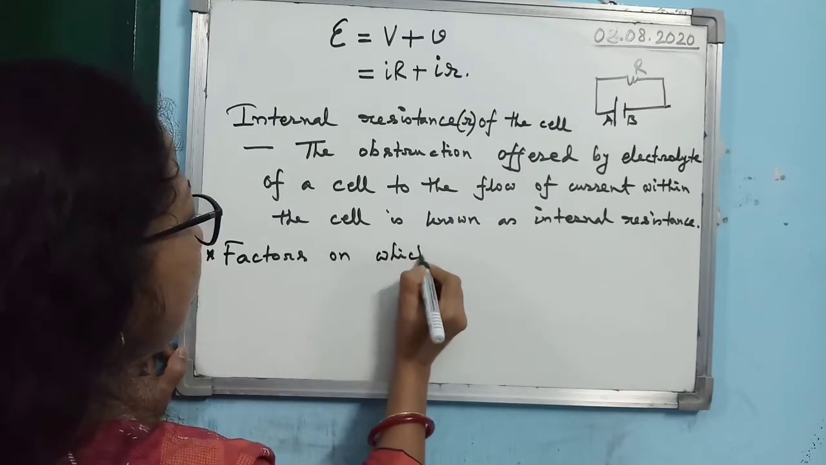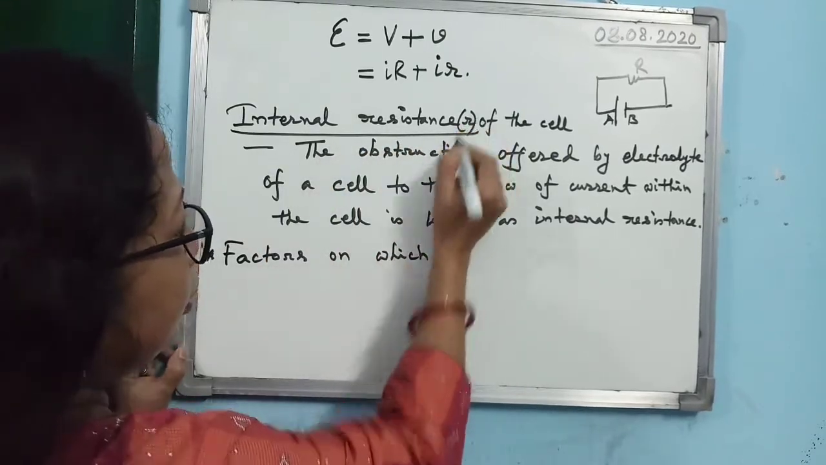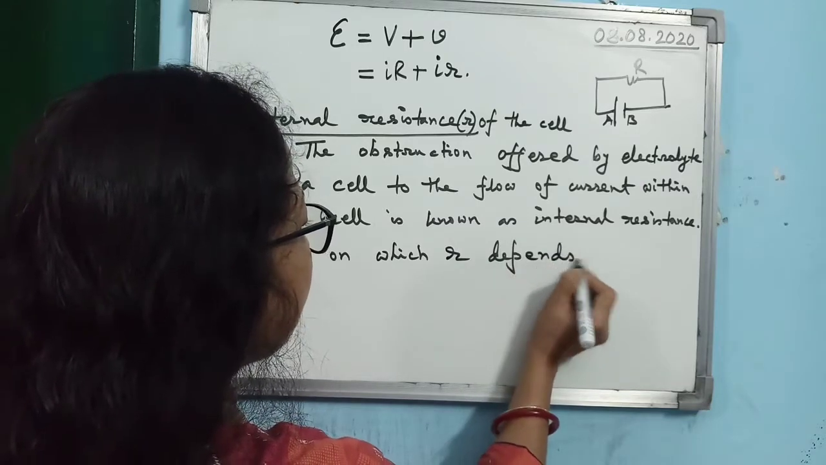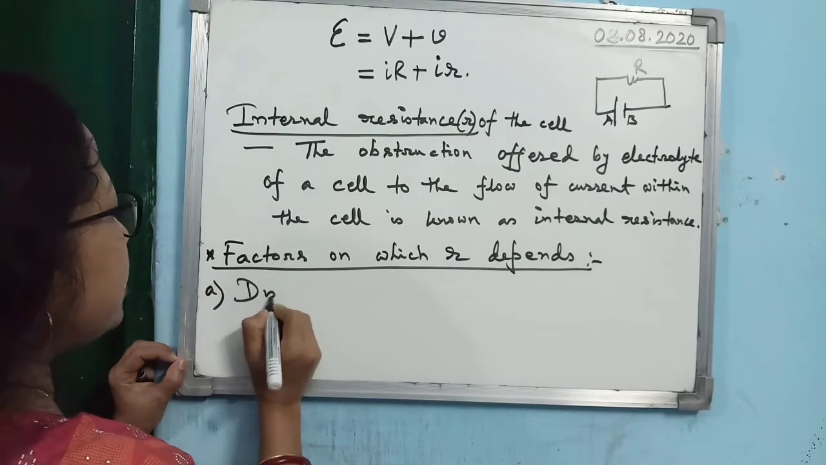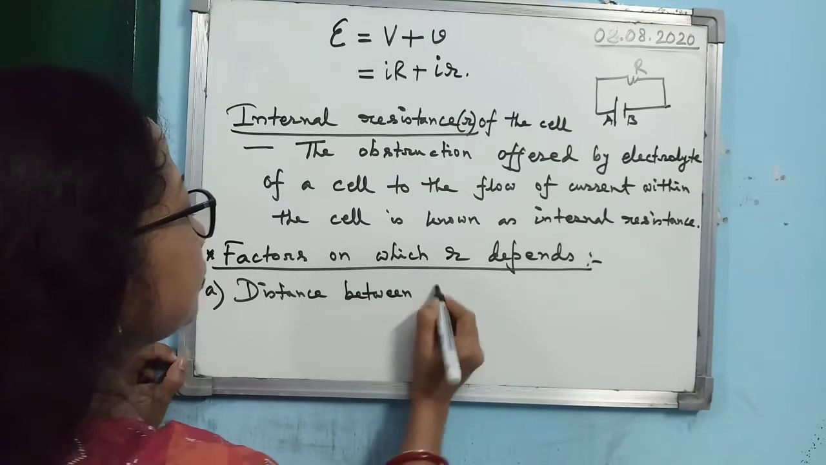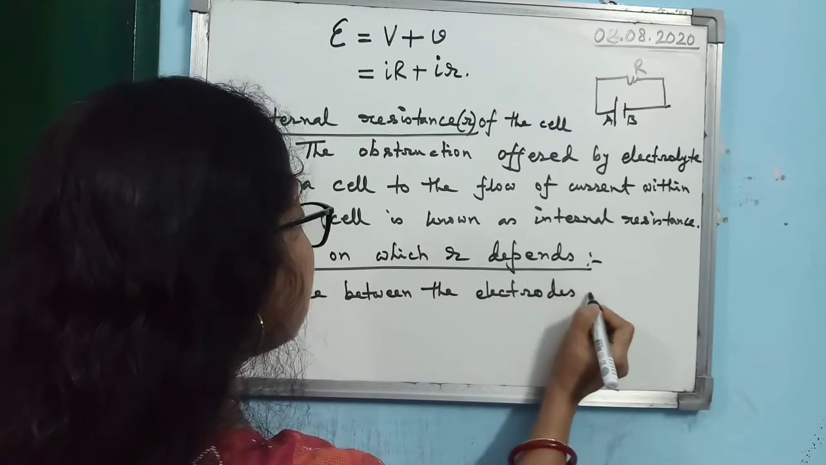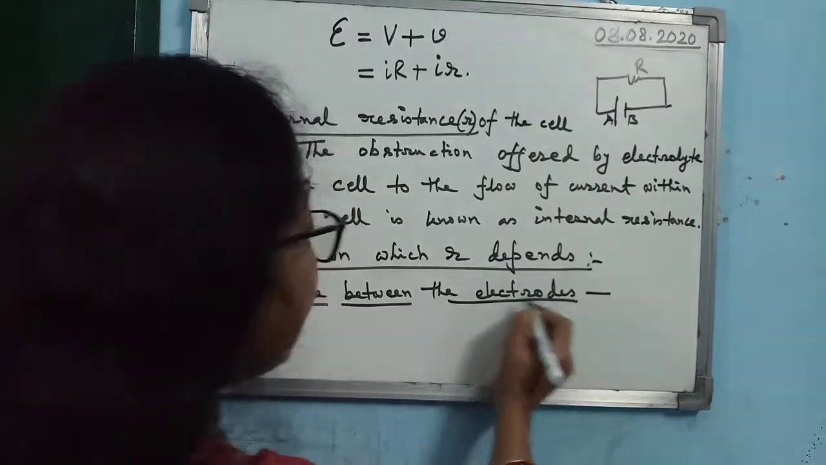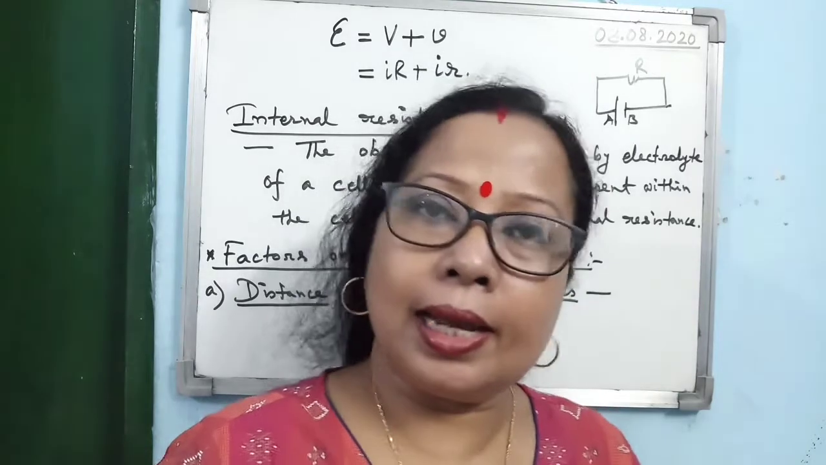Next are the factors on which internal resistance depends. I am writing smaller here because internal resistance is already written, so you can refer to this. Factors on which internal resistance depends. The first factor: distance between the electrodes. I hope you remember that the EMF of a cell does not depend on the distance between the electrodes, but the internal resistance of a cell depends on the distance between the electrodes.